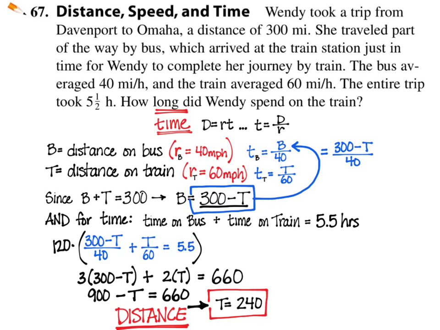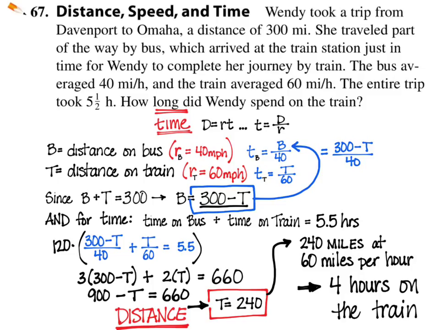Now remember, the problem wasn't about how far did you go on the train, but how long did she spend on the train? How much time did she spend on the train? So if Wendy went 240 miles at 60 miles per hour on the train, that's a total of 4 hours on the train.